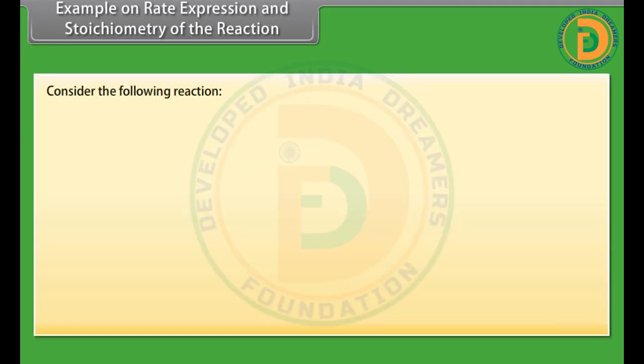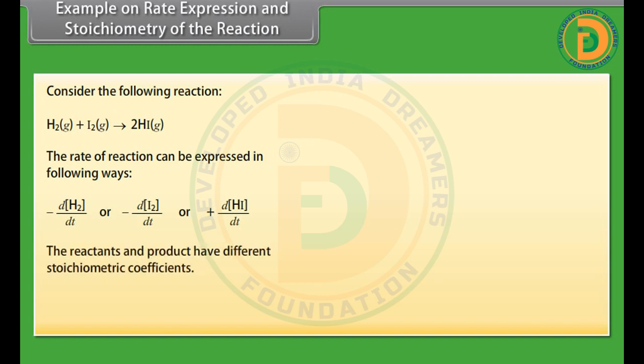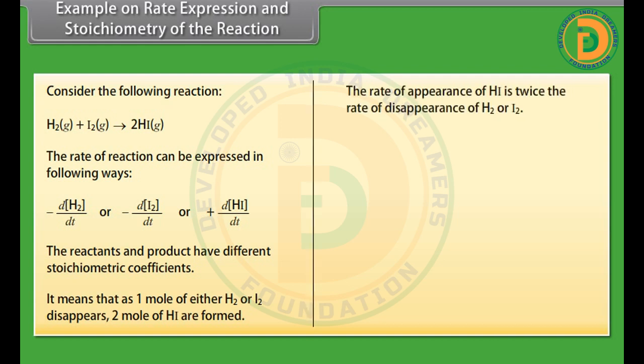Example on rate expression and stoichiometry of the reaction. Let us consider the following reaction: H2 plus I2 gives 2HI. The rate of reaction can be expressed in the following ways: minus d by dt of H2, or minus d by dt of I2, or plus d by dt of HI. The reactants and product have different stoichiometric coefficients. It means that as 1 mole of either H2 or I2 disappears, 2 moles of HI are formed. The rate of appearance of HI is twice the rate of disappearance of H2 or I2.